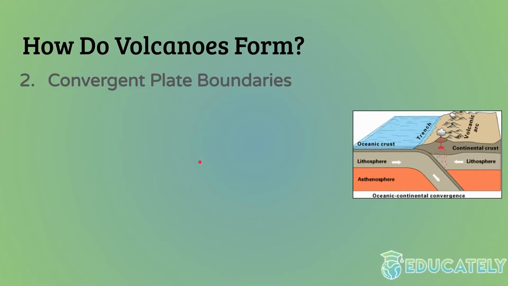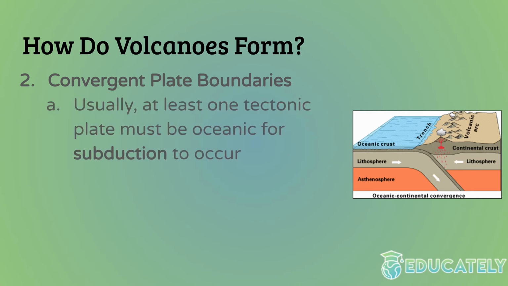A second way, this is a bit more similar to how mountains generally form. This is through convergent plate boundaries. So the thing with mountains is mountains often form as a result of two continental crusts colliding into one another. But sometimes with volcanoes, and most of the time, you won't see two continental crusts colliding. You'll see at least one of them be oceanic.